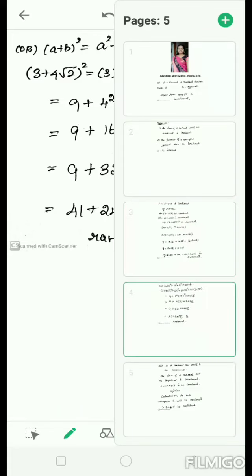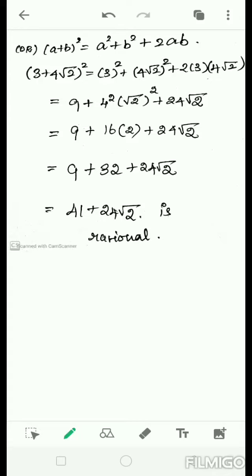Another method: I already told you that we can apply the property of a plus b the whole square, because the given problem is 3 plus 4 root 2 the whole square. There is a plus symbol in between, so I can apply the proper identity to solve this. So a plus b the whole square is equal to a square plus b square plus 2ab. In the place of a we have 3, and in the place of b we have 4 root 2. Just substitute these numbers on the RHS. So it becomes 3 square plus 4 root 2 the whole square plus 2 into 3 into 4 root 2.